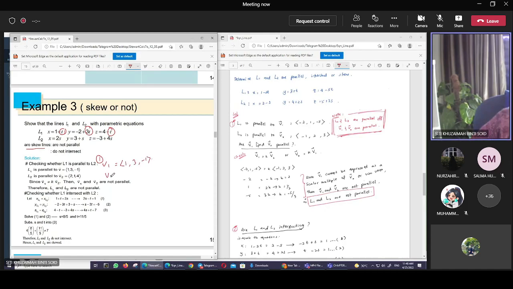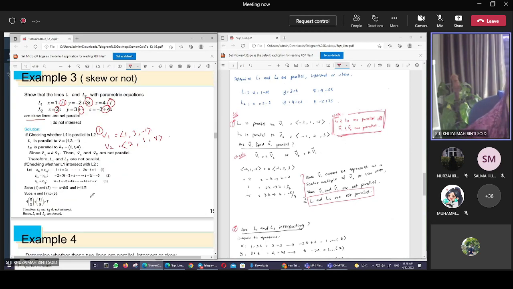Okay, and V2, what is V2? The parallel vector is 2, 1 and 4. Okay, we got this first. Now we would like to check whether V1 and V2 are parallel. If V1 and V2 are parallel, then we can say that L1 and L2 are parallel. To check whether the lines are parallel or not, we have to check their vectors.